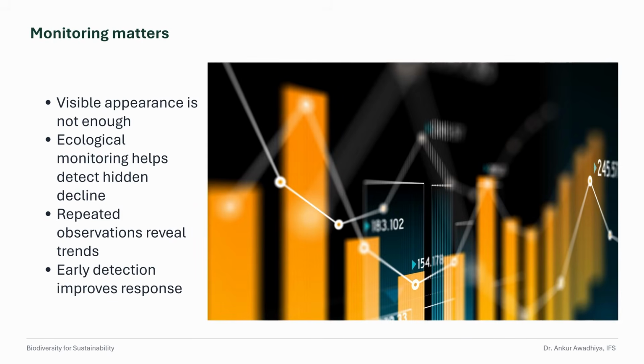Because pollution is often hidden or delayed, monitoring becomes a core tool of ecological management. Managers cannot rely on visual appearance alone. Ecological monitoring uses repeated observations, biological indicators, chemical measurements, and trend analysis to detect patterns that single snapshots would miss.